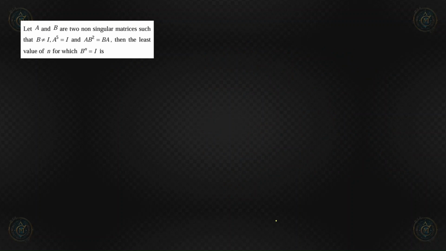The next question says, let A and B be two non-singular matrices such that B not equal to I, A to the power 5 equal to I, and AB square equal to BA. Then the least value of n for which B to the power n equal to I is what?